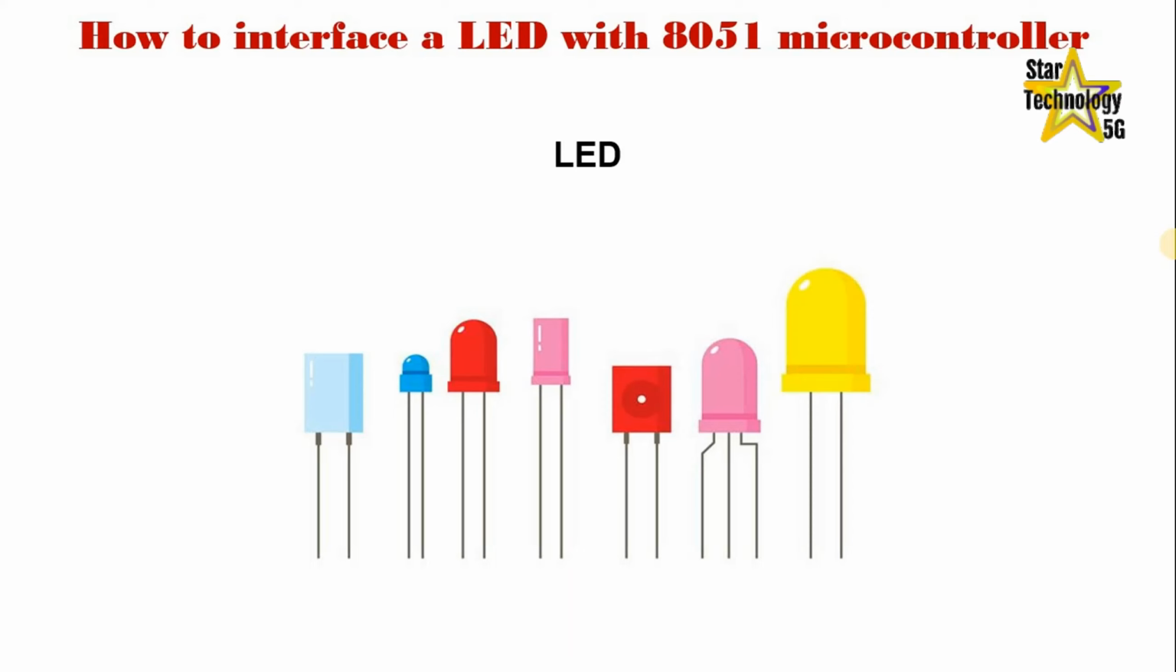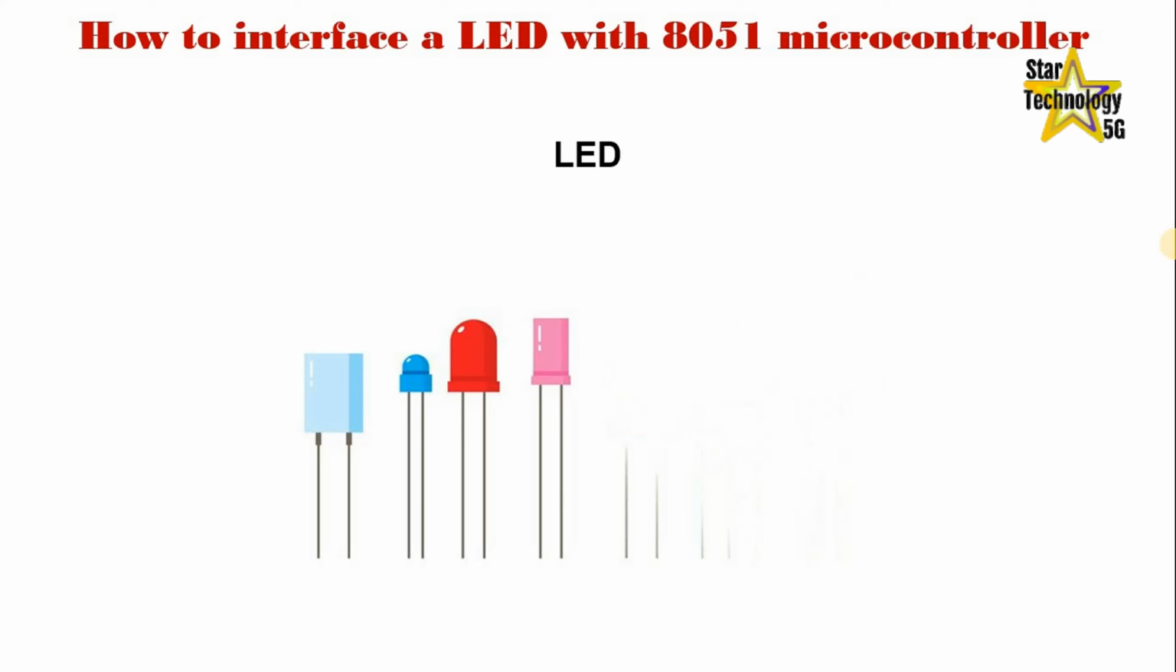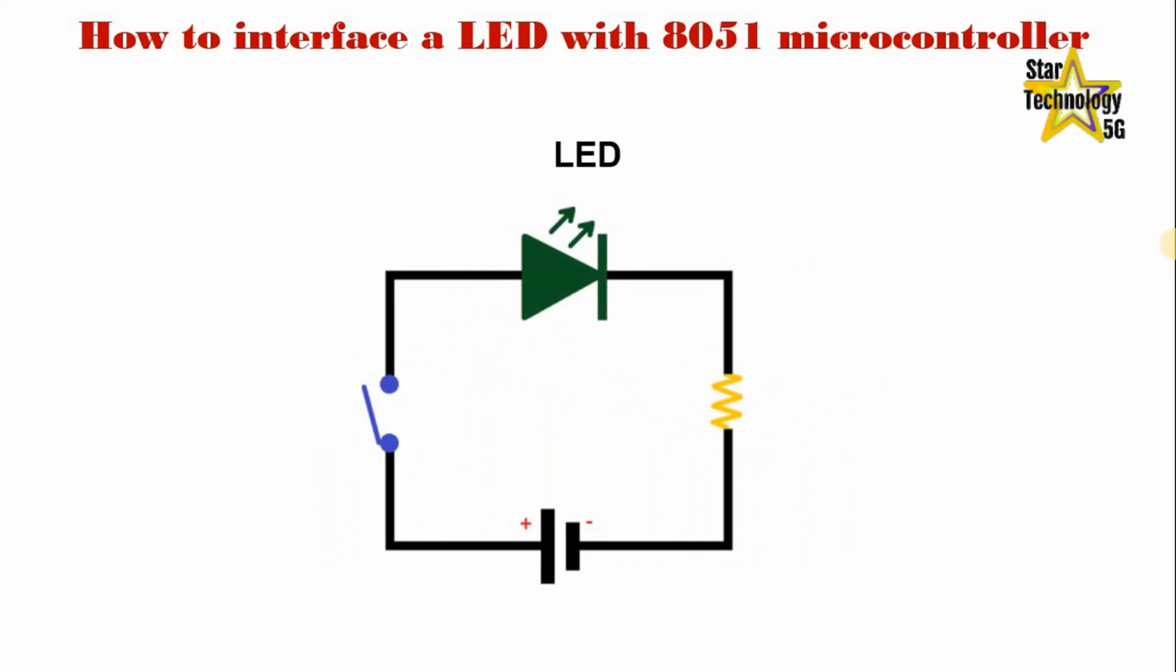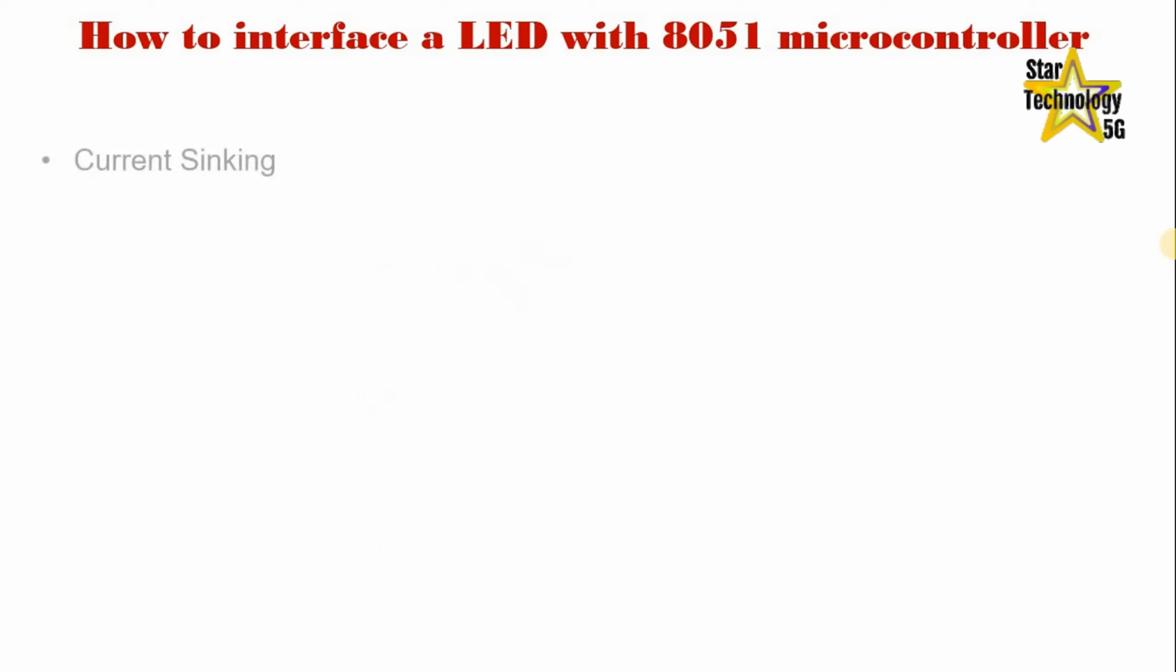LED. A light-emitting diode is an electronic component that is available in different shapes, sizes, and current ratings. These are widely used in electronic circuits. LED emits light when the electric current flows through it. LED can be connected to a microcontroller output port in two different modes: current sinking and current sourcing.